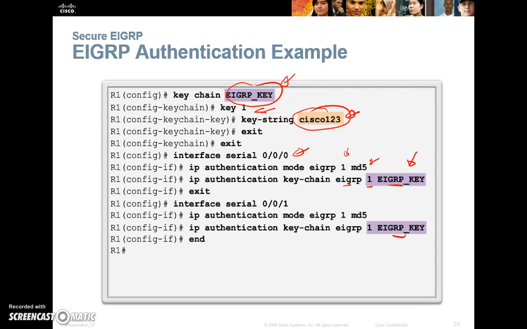Then you can use the same key for the other interface also, so run the same command for the other interface. The most important thing is that the keychain specified here on this router, let's say R1, you must also create the same keychain on R2. Then they will be able to authenticate with each other.